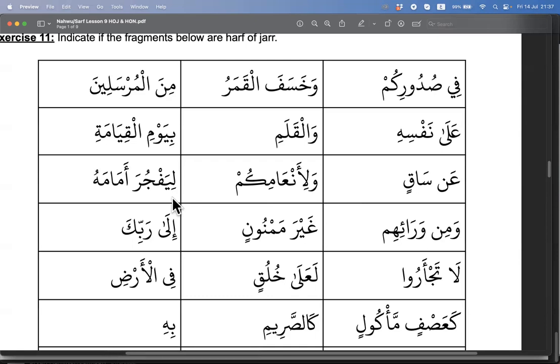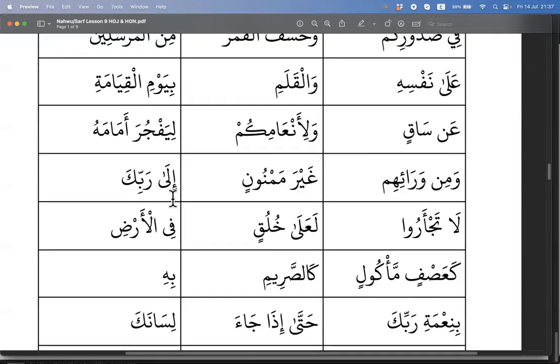Next one. Wa min waraihim. Min is the half of jar, and warai. Can wa be a half of jar also? No, cannot, because the half of jar needs an ism. Half of jar and half of jar. Good. And then what about waraihim?